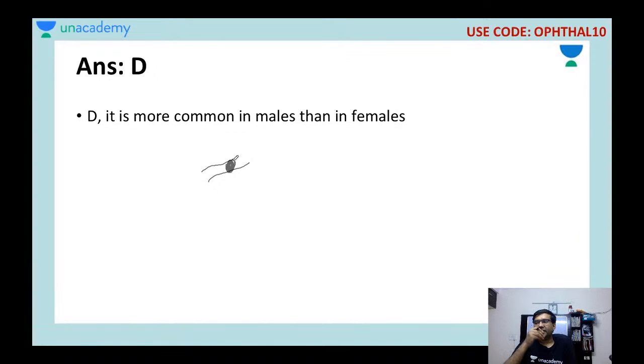Okay? And this occlusion basically causes the intraocular pressure to increase. How does the intraocular pressure increase? Because there is a neovascularization of the eye. The neovascularization of the iris basically causes neovascular glaucoma, and this neovascular glaucoma can cause an acute rise of IOP and sudden decrease in the vision.